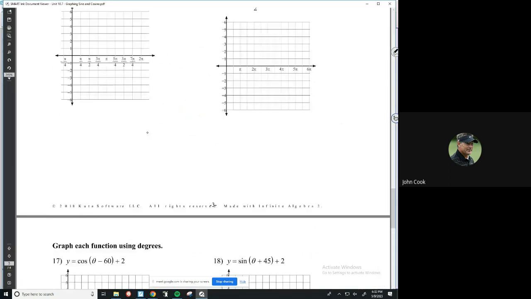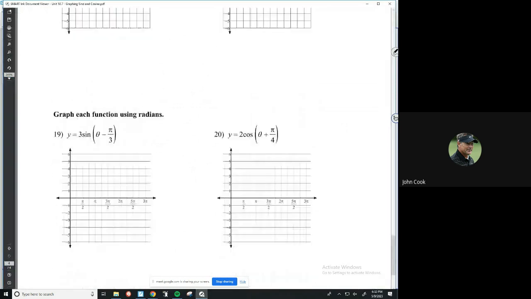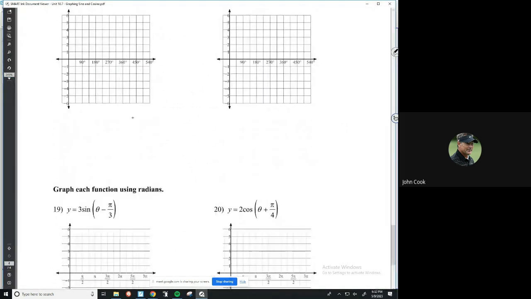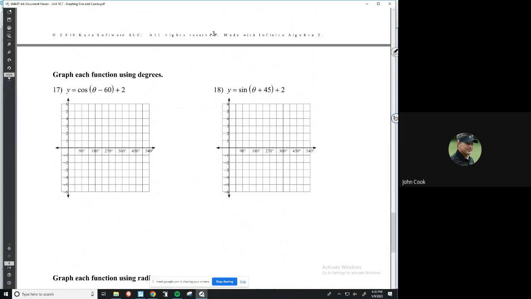Okay, maybe a couple more. How many more do we have on this worksheet? 1, 2. Oh, just 2 problems. Okay, we'll do these 2, and that'll be it for this video. So graph each function using degrees. Okay, no problem. And it looks like they're throwing everything at us now.